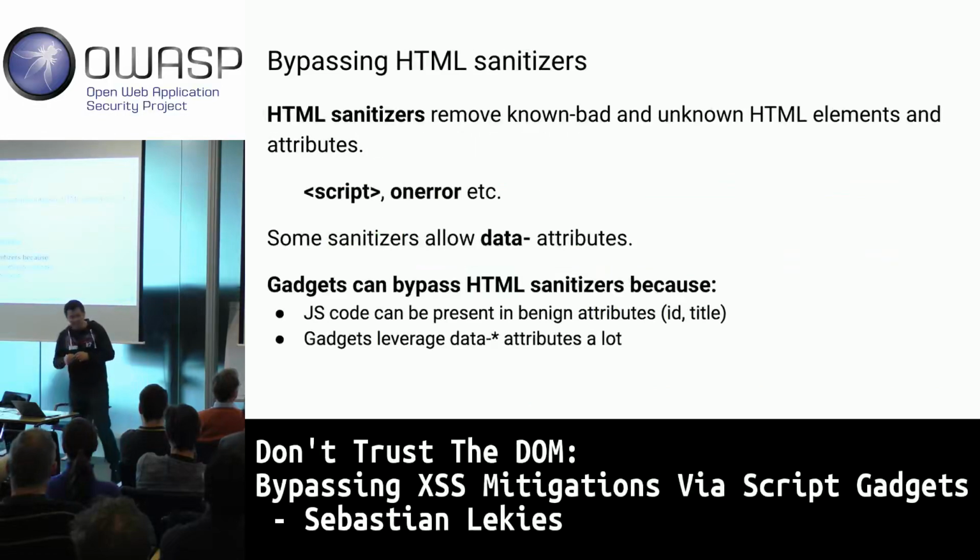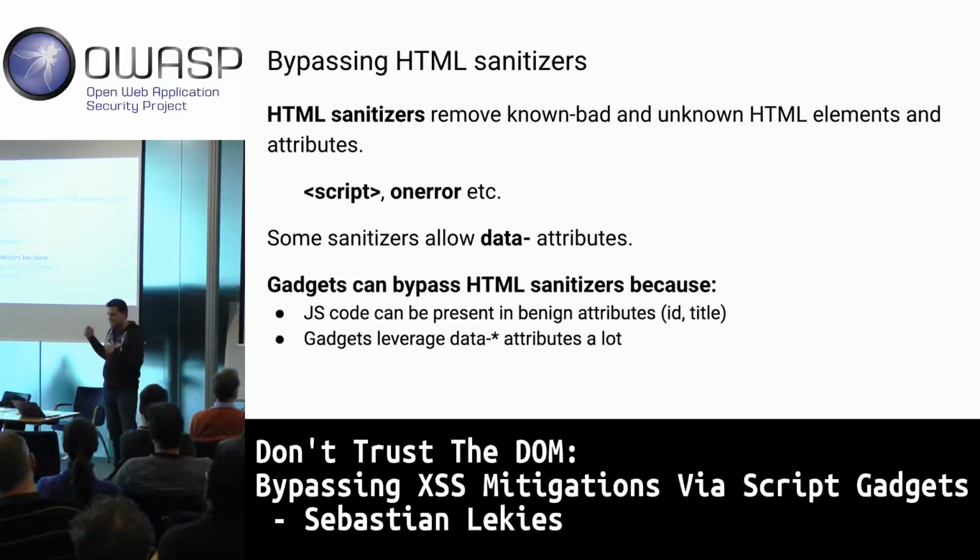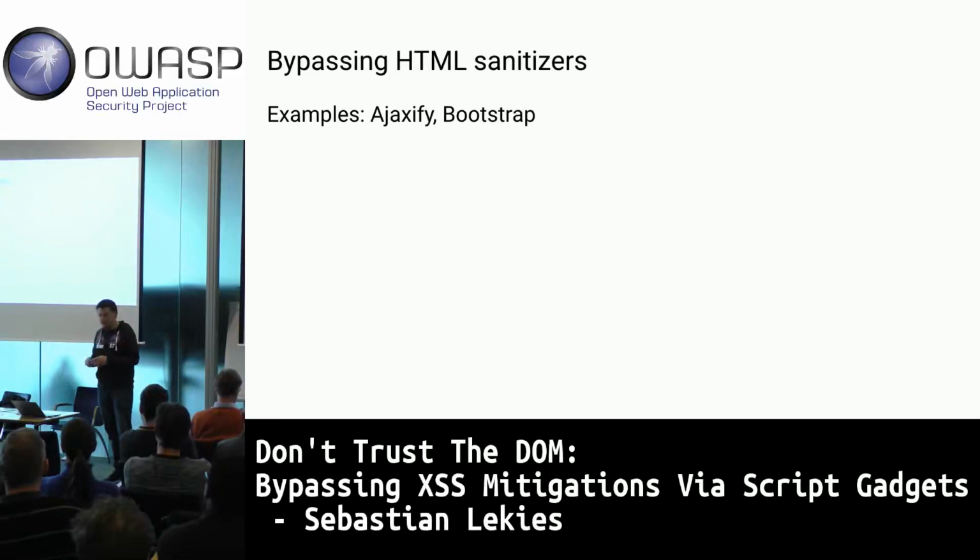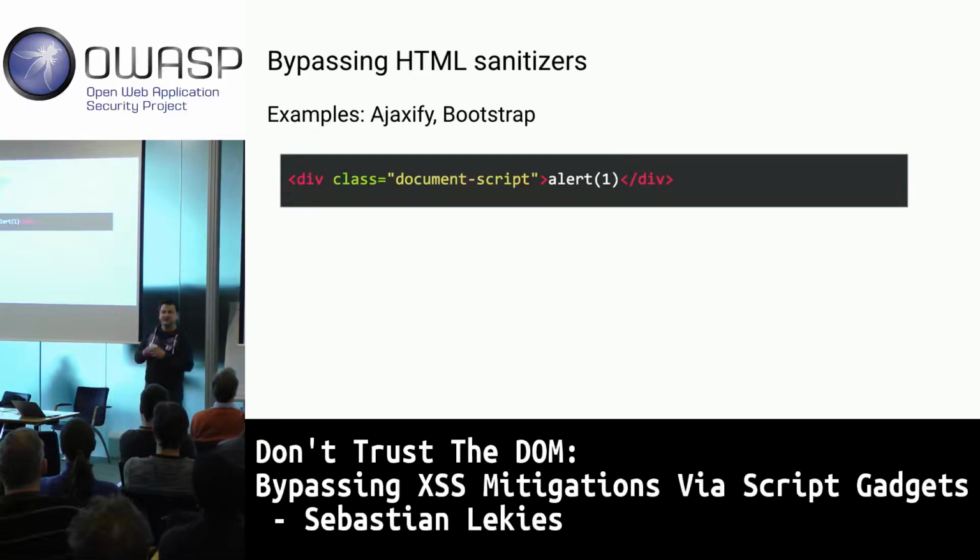Okay, let's move on to the next XSS mitigation, HTML sanitizers. As I said, HTML sanitizers work by taking a string and removing all the malicious HTML parts. And again, we can use script gadgets to circumvent HTML sanitizers because most of the sanitizers would leave script gadgets intact. And here are a couple of examples. The first one was not part of the 16 popular libraries, but it's so weird that I wanted to show it anyway. This is from a library called Ajaxify.